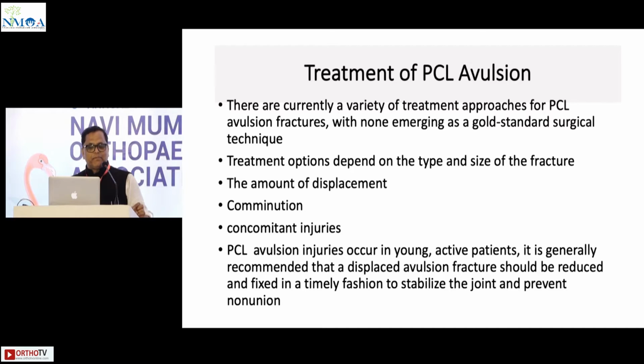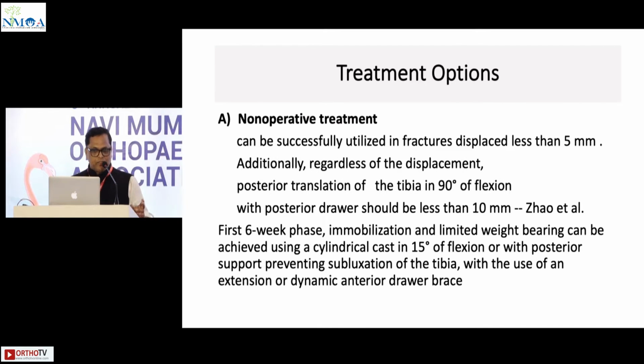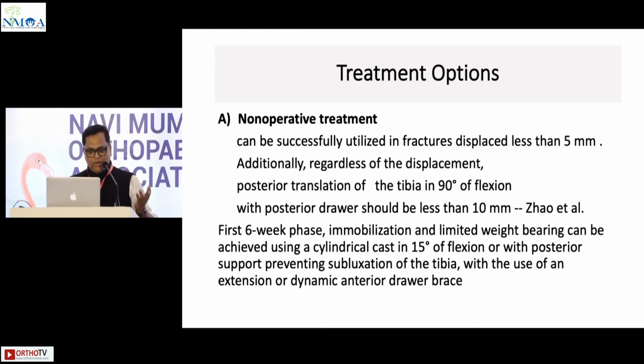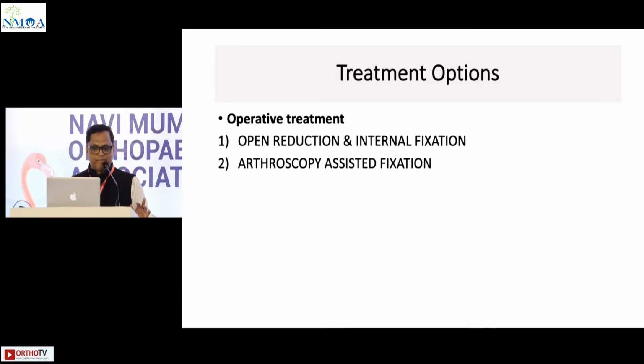It is generally recommended that displaced avulsion fractures should be reduced and fixed in a timely fashion to stabilize the joint and prevent non-union. There is an option of non-operative treatment. We can immobilize in a cast or in a brace with a PCL pad or anterior extension, a dynamic extension brace, for 6 weeks, then limited weight bearing, and then rehab. It may heal, but it is used only for less than 5 mm displacement.